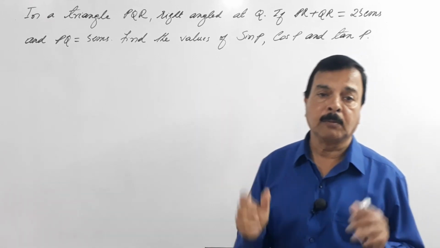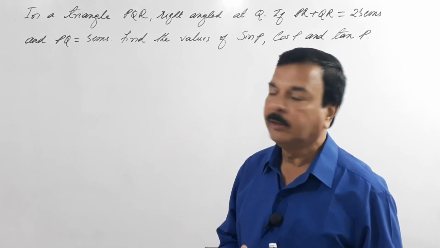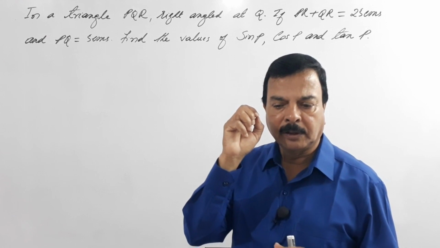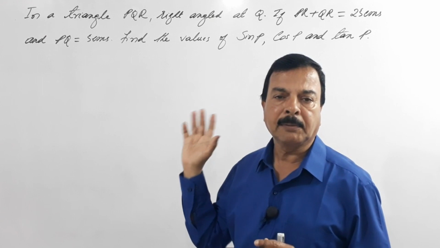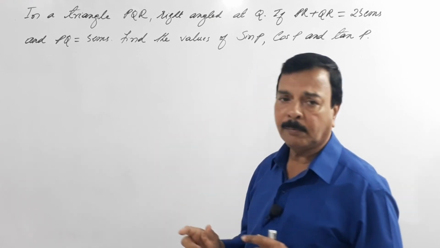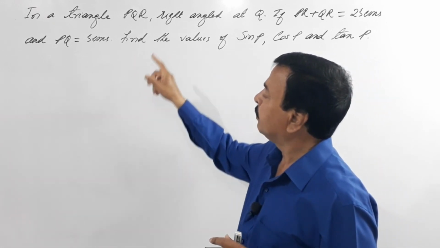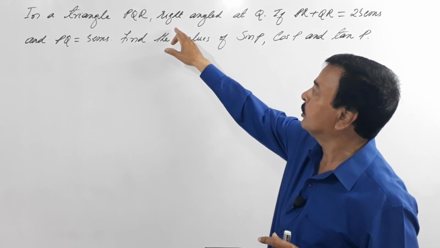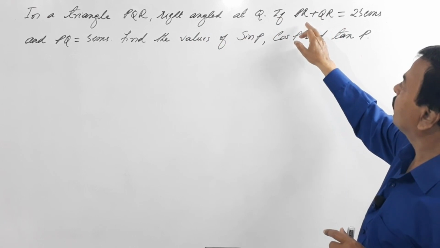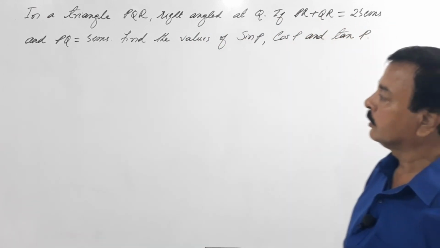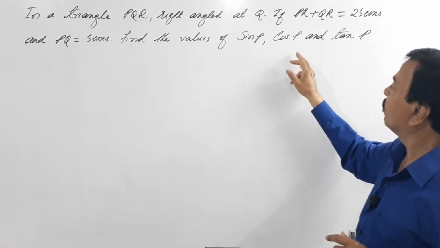Dear students, we have a problem here, a beautiful problem. So if you can do it on your own, I am really glad. You need a little bit of patience and a little bit of thinking to do this problem. It's a very simple and very clear cut problem. It is very easy to handle provided you use your mind. So here, what he has given: in a triangle PQR, it is a right angle triangle really, because he has mentioned right angle at Q. If the sum of PR plus QR is 25 centimeters and PQ equals 5 centimeters, find the values of sin P, cos P and tan P.